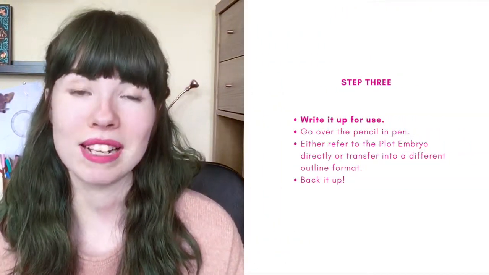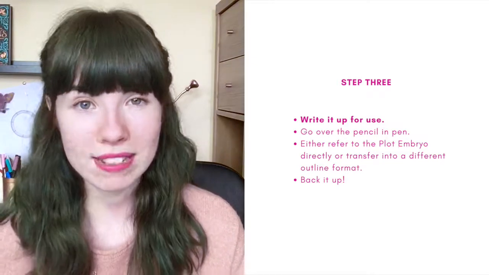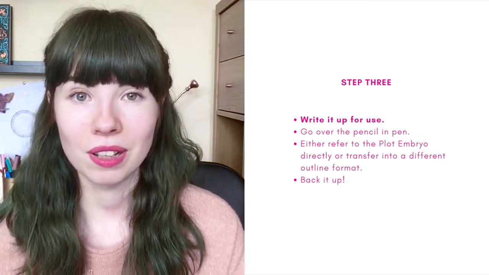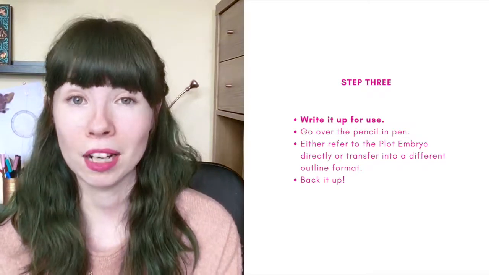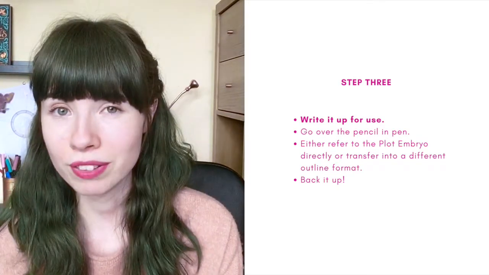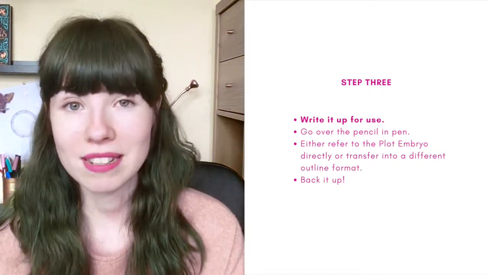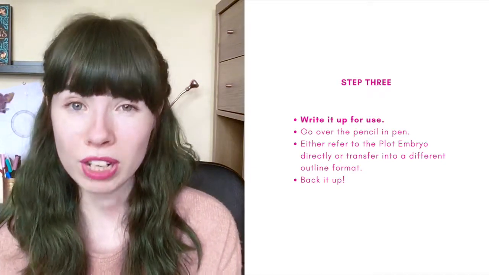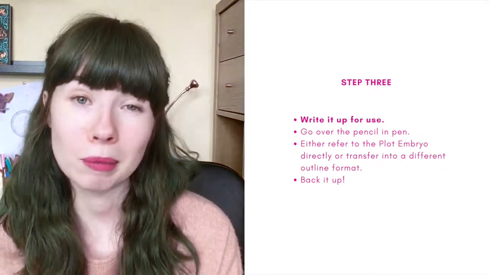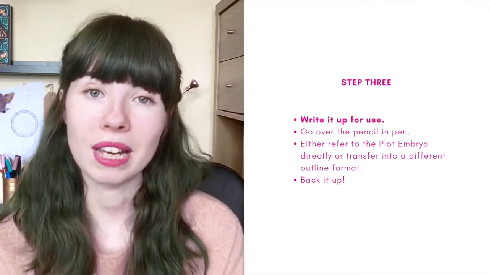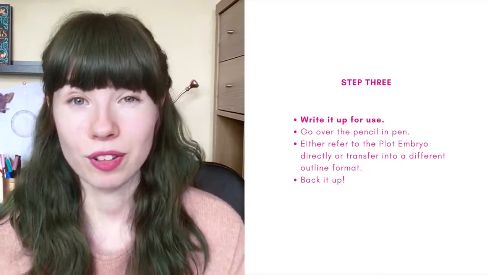Step 3 is to write it up, and I do that personally by just writing over all the stuff in pencil in pen. You definitely want to back up your plot embryo, so you want to take a photo of it or photocopy it or copy it down somewhere else. And then when you want to write your story, you can either refer to that plot embryo directly or you can transfer it into a different outline format. Okay, I'm going to hand you across to my desk view and we're going to do this with the Lego Batman movie. Let's go!